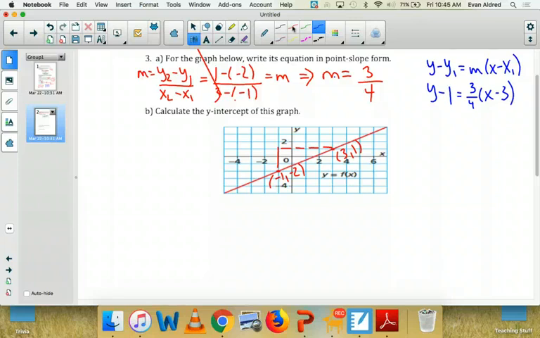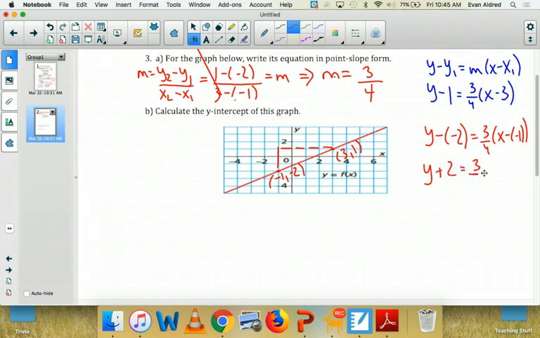Again, if you had chosen a different point, let's say you chose negative 1, negative 2, we would get y minus negative 2, which we'll fix in a sec, equals 3/4 x minus negative 1. Well, then we wouldn't leave y minus negative 2. It would become y plus 2 equals 3/4 x plus 1. And both of those are fine, as we talked about before. It just depends on the point that you choose. Neither is incorrect.